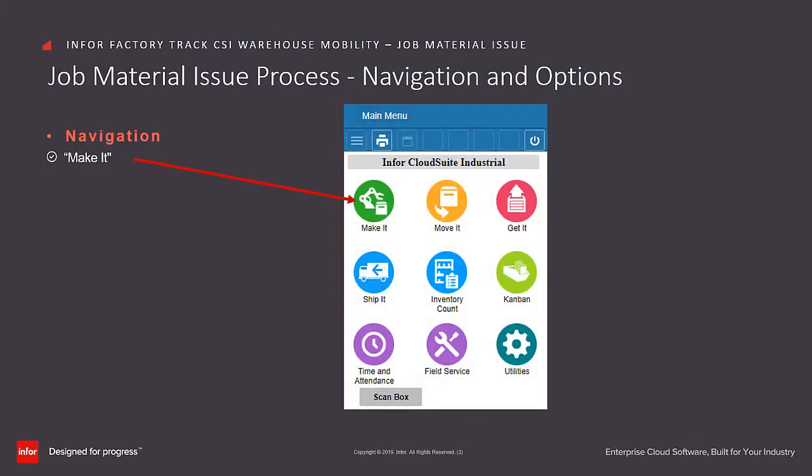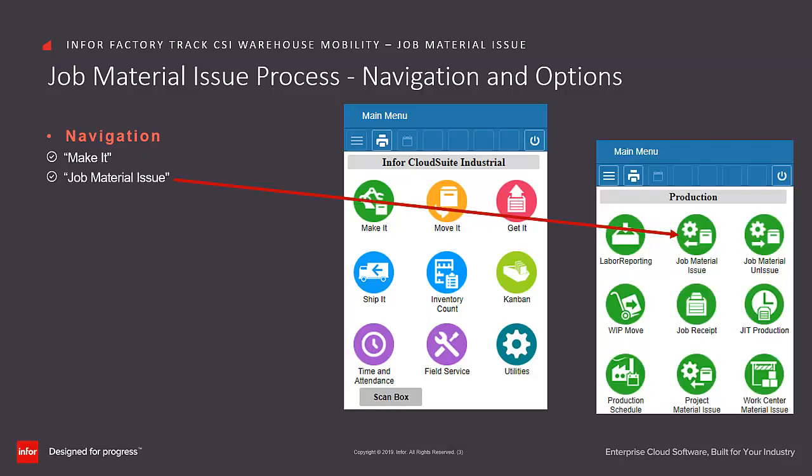To start the job material issue process, from the Factory Track Warehouse Mobility main menu, click on the Make It icon. This will navigate to the production screen where you click on the job material issue icon.